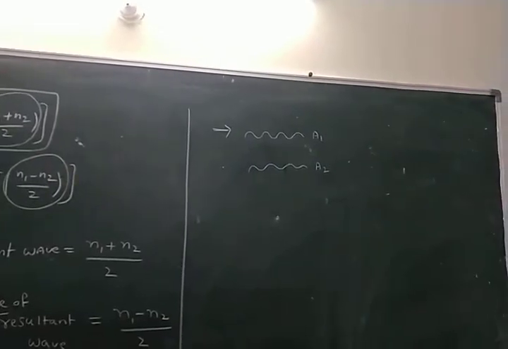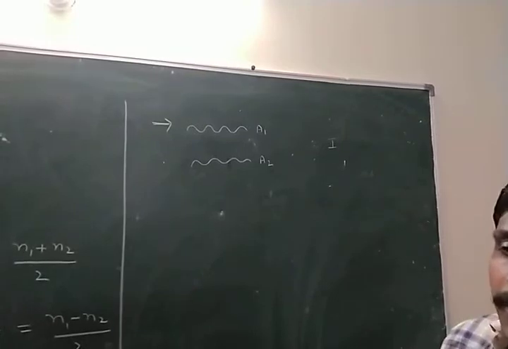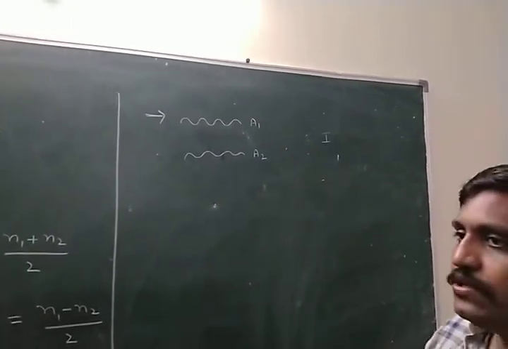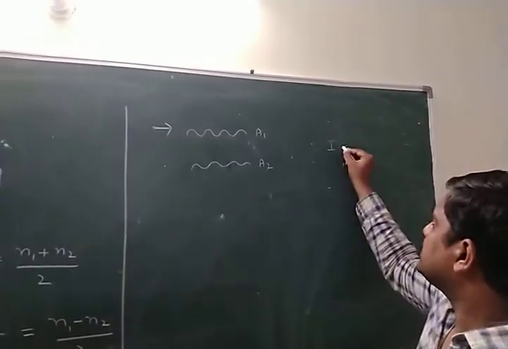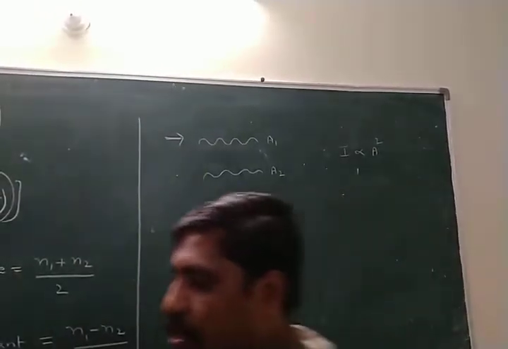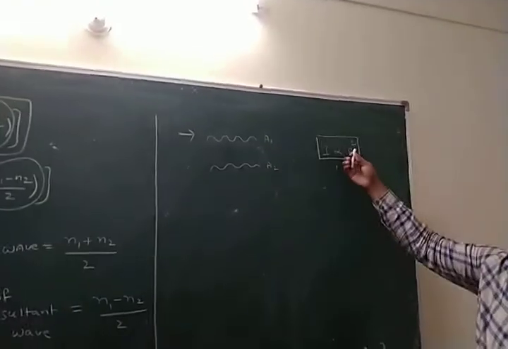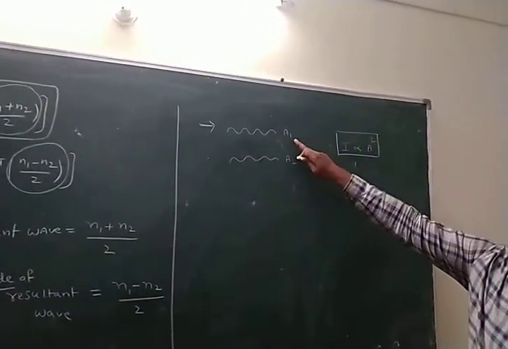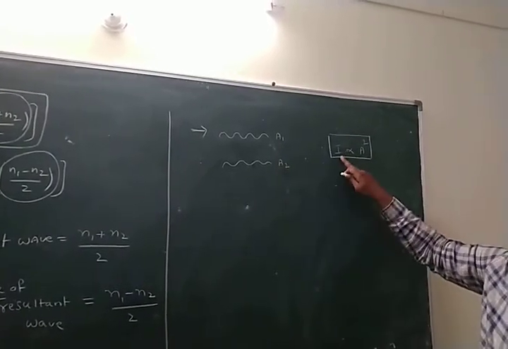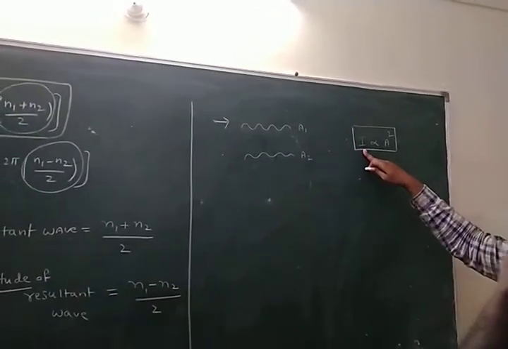Here intensity, yesterday I discussed in the chapter, is denoted by I. Intensity is nothing but the loudness. Okay, loudness. Intensity is directly proportional to A square, the square of the amplitude. First wave amplitude A1, second wave amplitude A2.